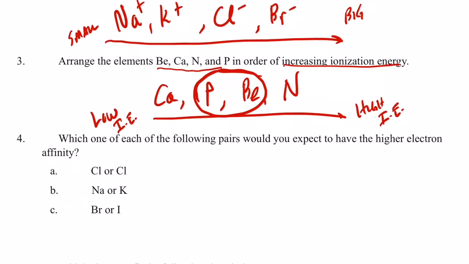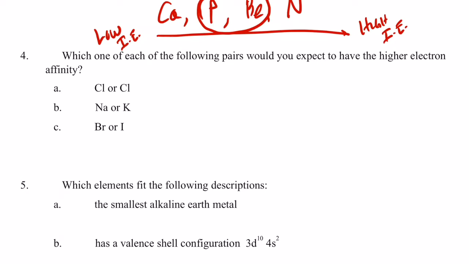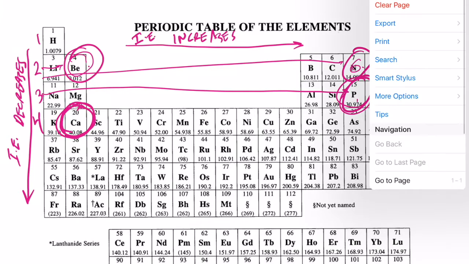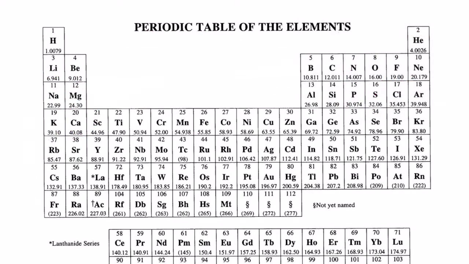Okay? All right, number 4, which of the following pairs would have the higher electron affinity? So electron affinity is the ability to attract a non-bonding electron. So on letter A, I'm going to make another change here. This is Cl or Cl negative. That should be the chloride ion there. So let's go to our periodic table, and we're going to find Cl. It's right over here, and Cl negative.